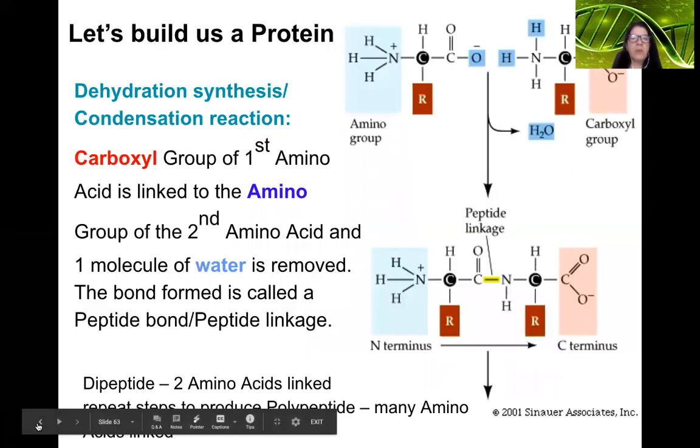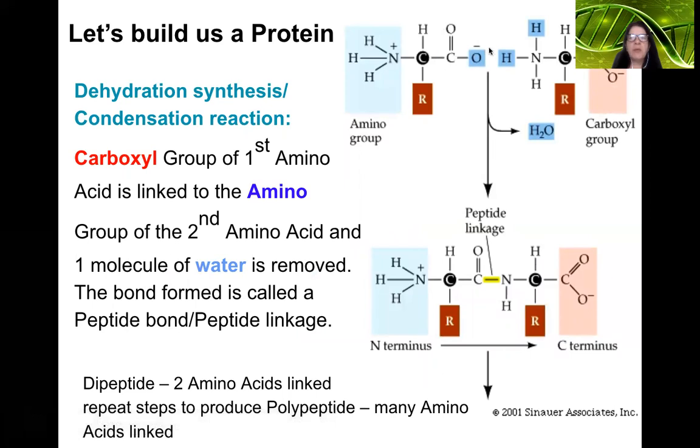And I want to show you again. The first amino acid will contribute its carboxyl group to the peptide bond. Therefore, its amino group will remain free. That's the N terminus. The very last amino acid is the amino acid that has contributed an amino group to the peptide bond, and its carboxyl group will remain free. That's the C terminus. N terminus, C terminus.